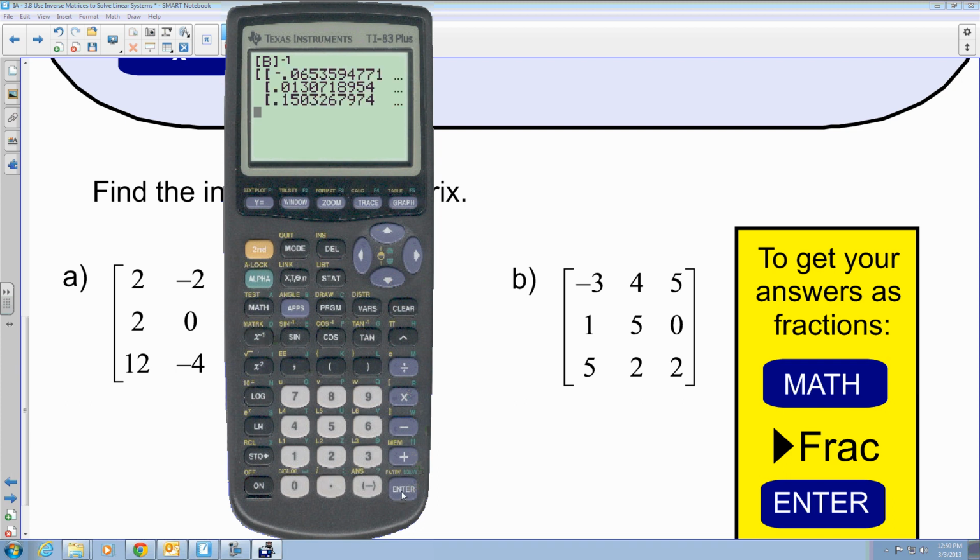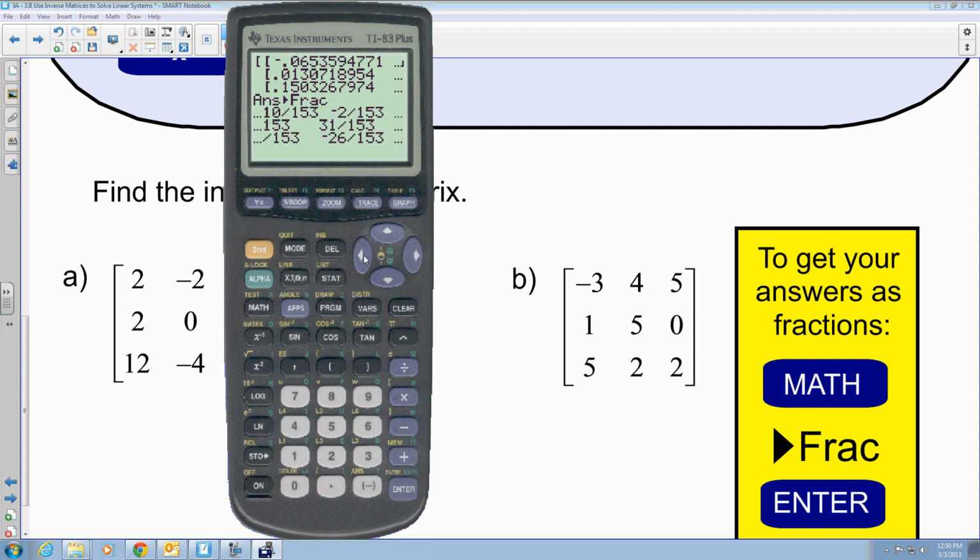And then this one gives me a whole bunch of crazy decimals. So let's go to math. Let's see if I can get the fractions of this. And here are the fractions of that. And then you can use your scroll key to help you find the rest of these values.